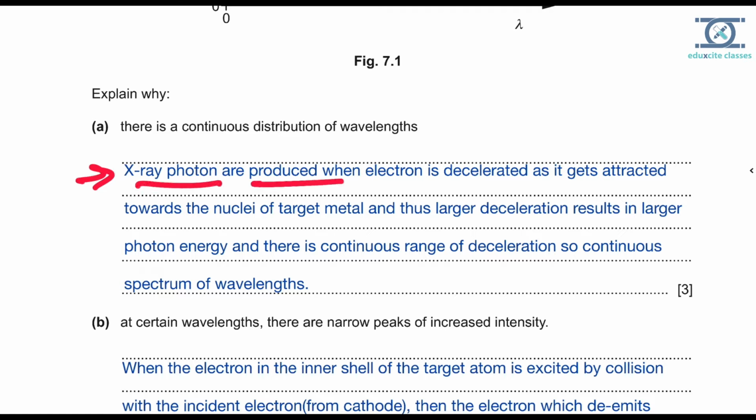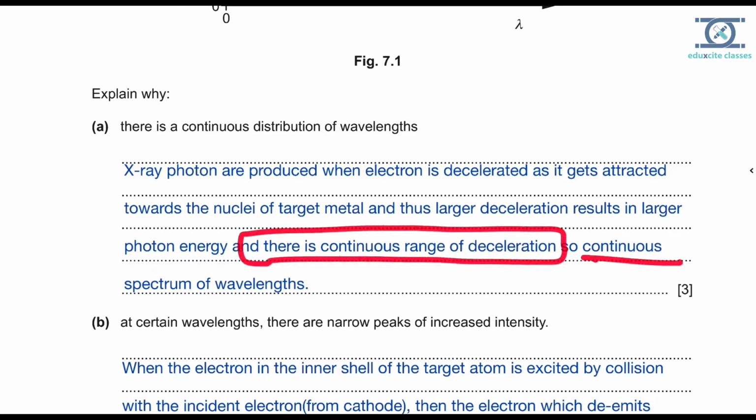X-ray photons are produced when an electron is decelerated as it gets attracted towards the nuclei of the target metal. So this is the first point. And thus larger deceleration results in larger photon energy. It will radiate the energy. And there is a continuous range of deceleration, so we get a continuous spectrum of wavelength. So we get photons having different continuous wavelengths.